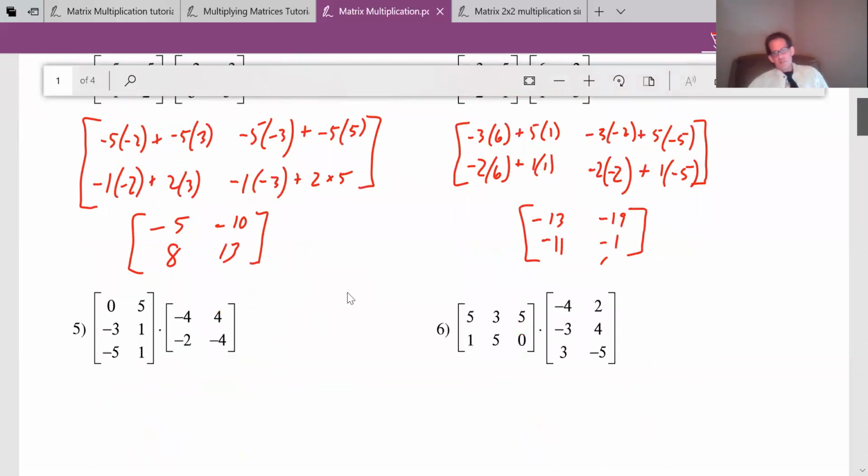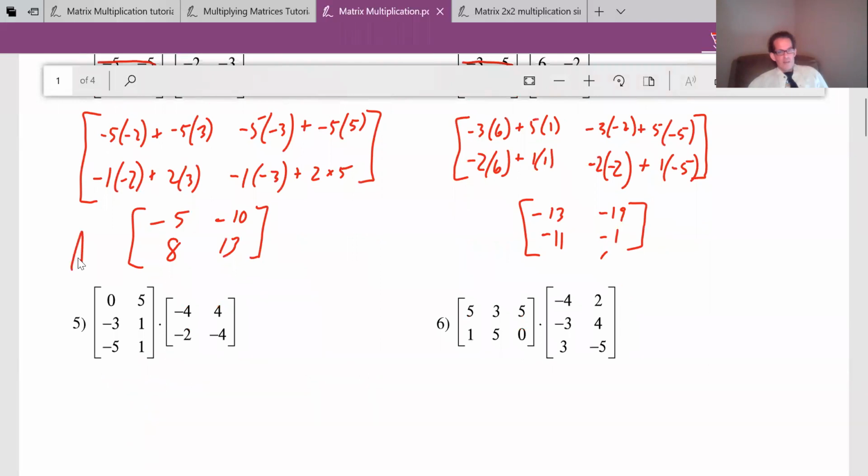Okay, let's take a look at this one. This one's a little bit different. So in matrix A, right here, it's a 3 by 2 matrix. And from matrix B, this is a 2 by 2. Is this definable? You'd say, yes, it is, because this column matches this row. The inner numbers are the same. This is a 2, and this is a 2. The outer numbers tell you what your answer should look like. So it should be a 3 by 2 matrix.